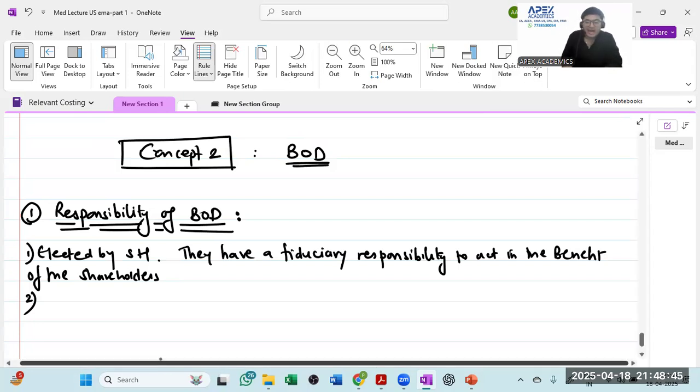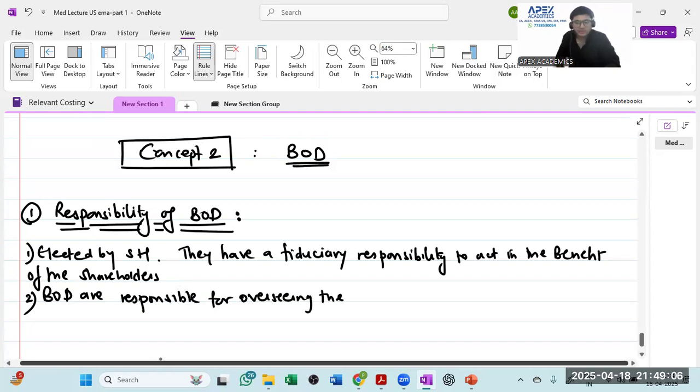Sir, they are the highest governing authority. They are the highest governing authority and they are responsible for overseeing the organization's activities. Sir, BOD are responsible for overseeing the organization's activities. Sir, please remember overseeing. Sir, they will keep an eye.